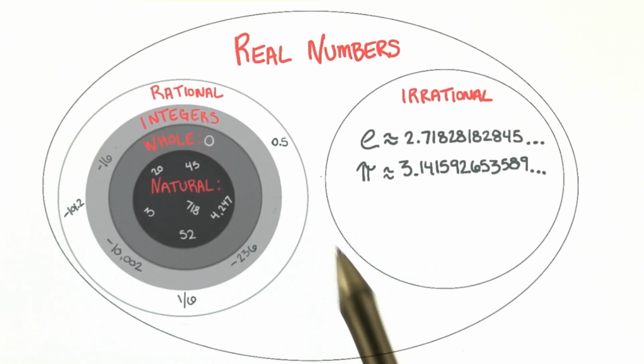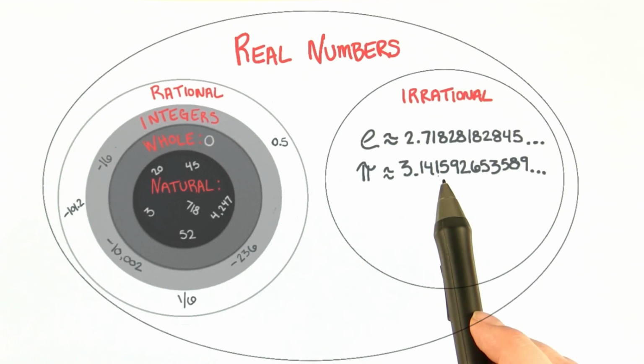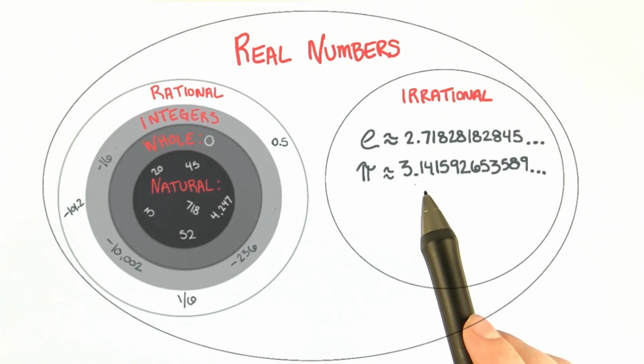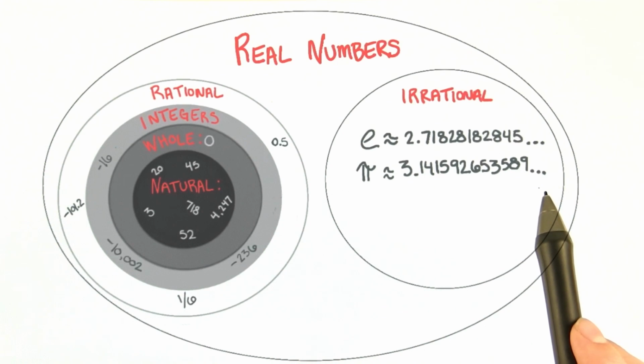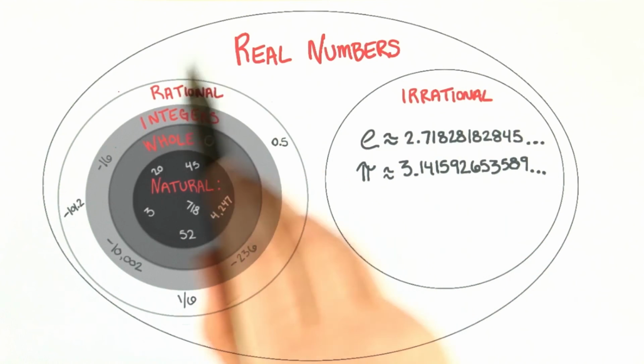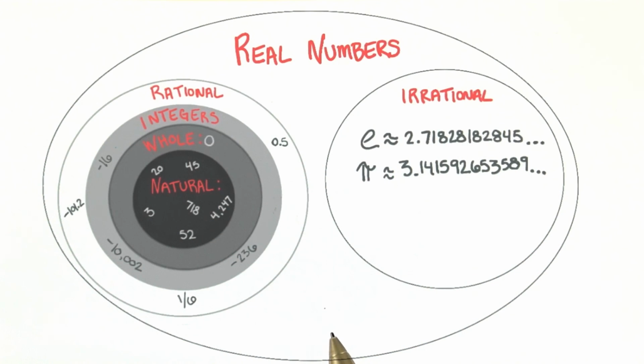Those numbers which are not rational are known as irrational numbers, such as e and pi. They have infinitely long, non-repeating decimals. Finally, we get to real numbers, which include the rational and irrational numbers we have discussed thus far.